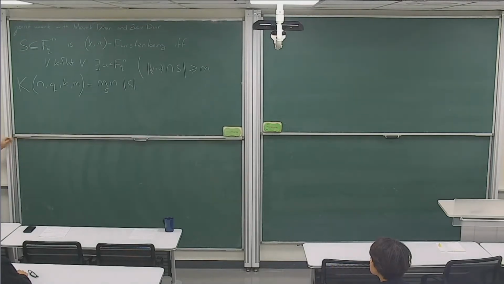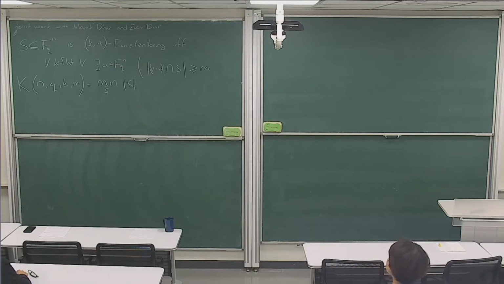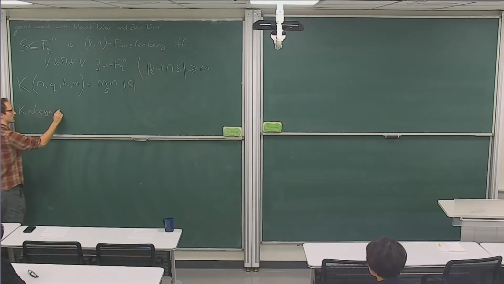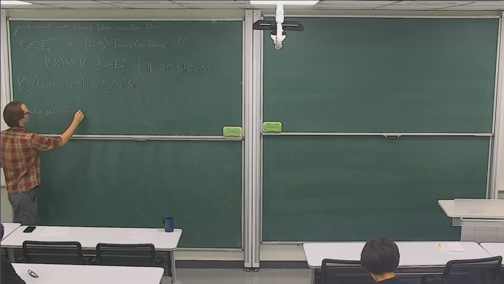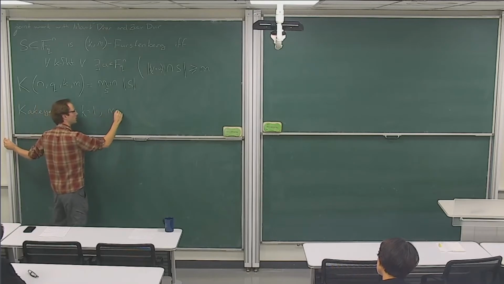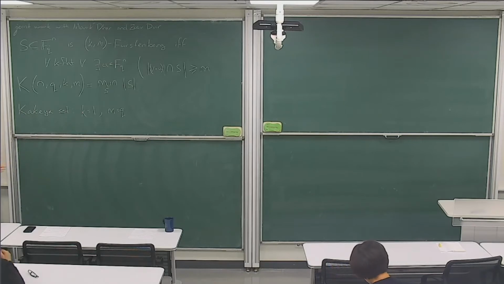The earliest studied special case, and probably still the most famous, is the finite field Kakeya sets. A Kakeya set is what you get when you say k is equal to 1 and m is equal to q. In other words, the set contains a line in every direction. Take any line, there's some translated line that intersects the set in q points, so it's in fact contained in the set.